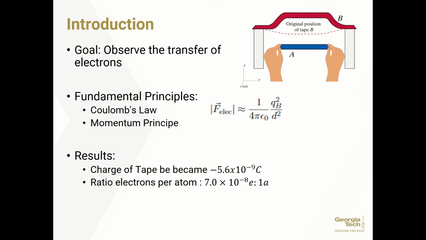After this transfer of electrons, the student also needs to calculate the charge of the tape as well as the ratio of electrons to atoms. To do this, we need to utilize Coulomb's law, which relates the force of an electric field to the charges and the distance between the particles, as well as the momentum principle. This lab resulted in a piece of charged tape for me that had a charge of negative 5.6 times 10 to the negative 9th coulombs and a ratio of 7 times 10 to the negative 8 electrons per atom.